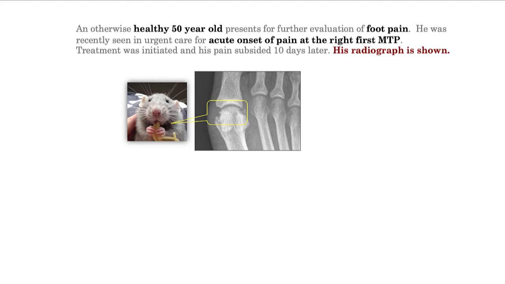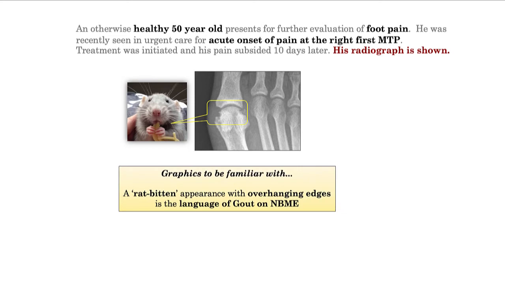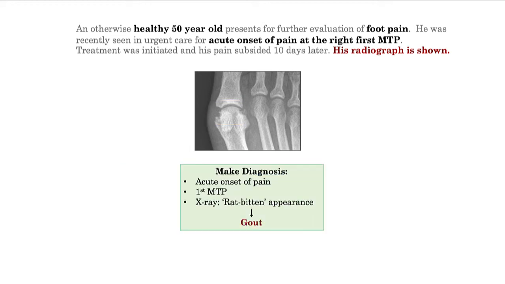On Step 2, it is expected that you'll be able to identify an erosive arthropathy. So let's label this as a graphic you need to be familiar with. The description of rat-bitten appearance with overhanging edges is the language of gout on the NBME, and truth be told, the appearance is classic, looking like a little rodent was nibbling on that bone. So we've made the diagnosis of gout based on the clinical presentation and the classic radiographic appearance.